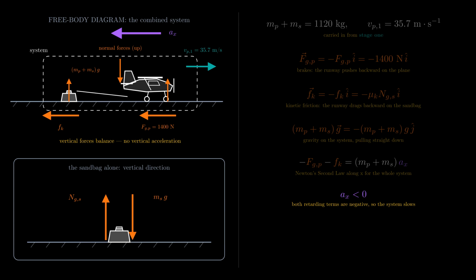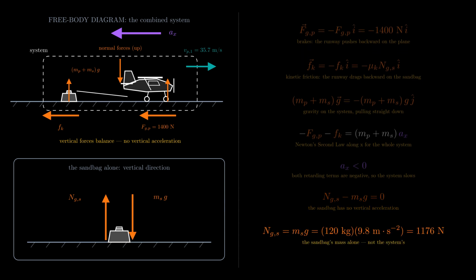The friction force is still unknown, so get it from the vertical direction, looking at the sandbag by itself. The bag has no vertical acceleration, so the normal force from the ground on the sandbag balances the sandbag's weight. The normal force equals the sandbag's mass times g, the gravitational acceleration. That mass is the sandbag's alone, not the system's. The plane's weight rides on the plane's own wheels and never presses down on the bag. And the cable pulls horizontally, so it adds nothing vertical either.